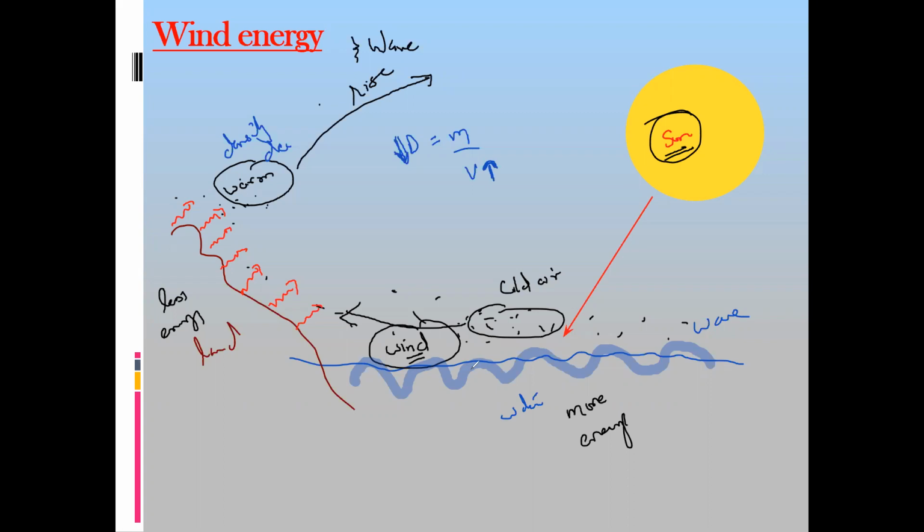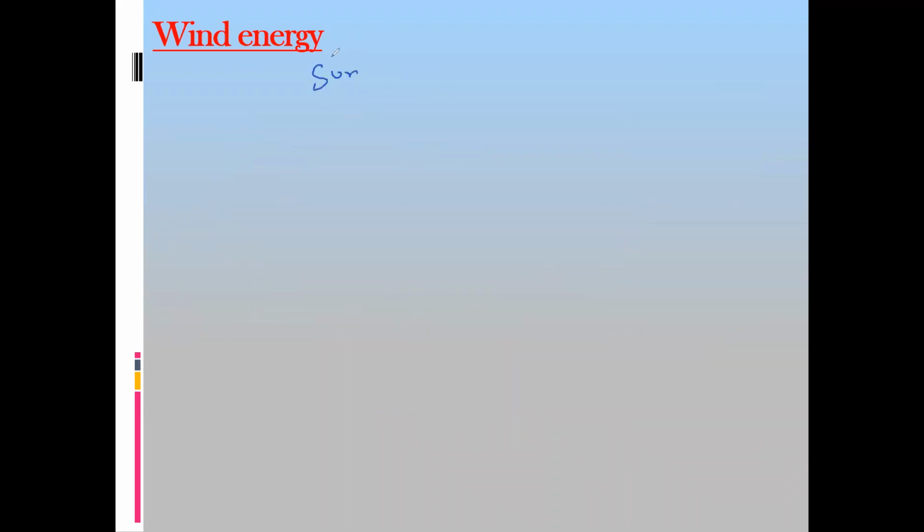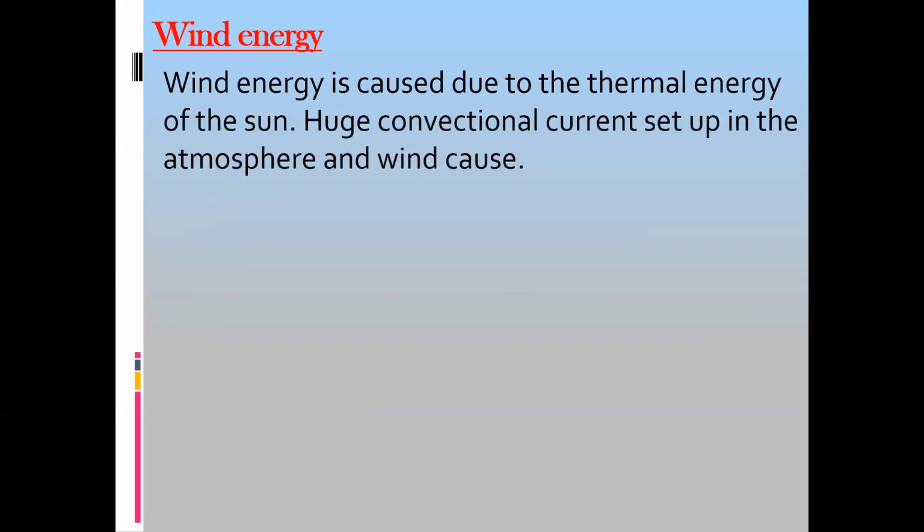So basically the source of the wind energy is the sun. If we don't have the sun, we cannot have wind energy or wave energy. If you are standing at a seashore, you will find that the movement of the air is much more observable. You can observe the air current or air movement easily. So that is how wind energy is caused.